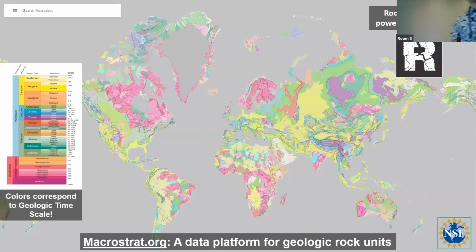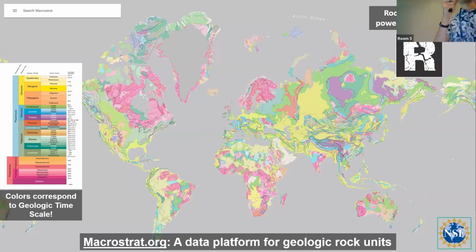The data platforms I use to approach these analyses: the first one I'm going to walk you through is Macrostrat, which is a database of rocks. What you're looking at is a map of the world, and there are all these colors that correspond, if you're familiar with the geologic time scale, to the colors on the geologic time scale.